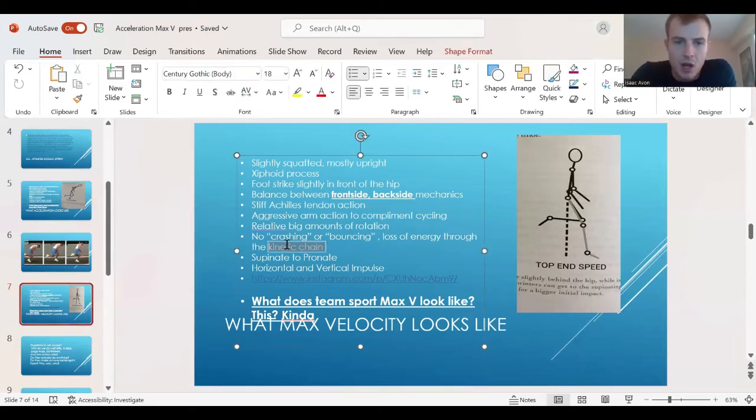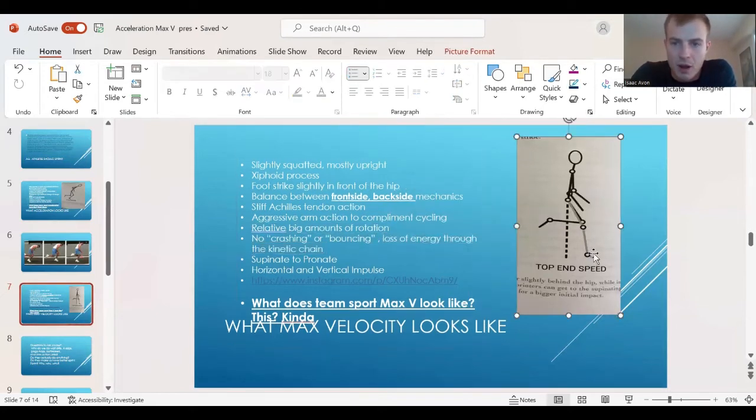So this loss of energy throughout the kinetic chain starts from the ground up, right? If your foot can't absorb that force, then your Achilles tendon can't, then your knee can't, then your hip can't, then your shoulders can't, then your head can't, and you just look like a terrible sprinter.